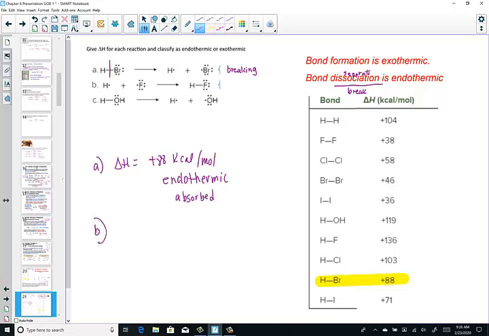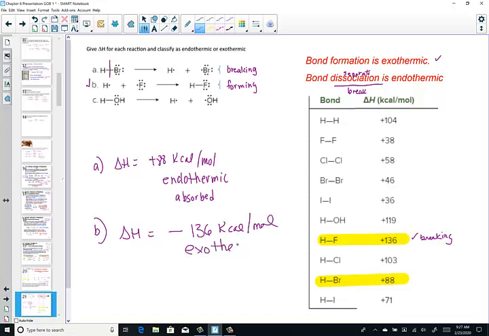How about letter B? Well, letter B is forming a bond. And to form a bond, we know is exothermic. So let's go to our bond dissociation chart and find HF. And of course, I see it right here. So with HF, the delta H is given as positive 136 for breaking, but we're forming a bond in letter B, so we know it's going to be negative 136 kcals per mole. That is an exothermic process, meaning that heat is being released from the system to the surroundings.